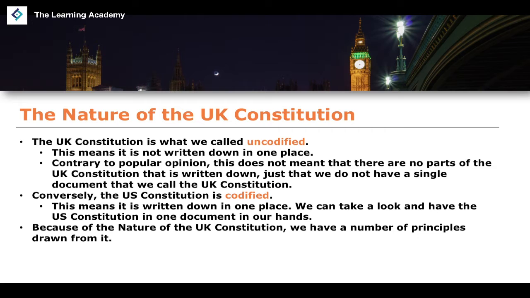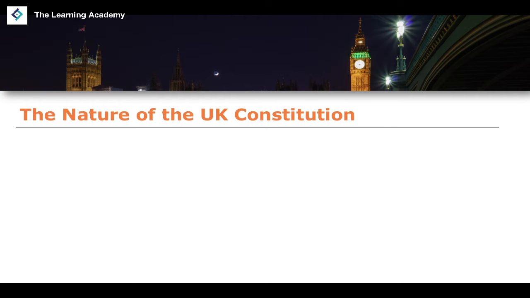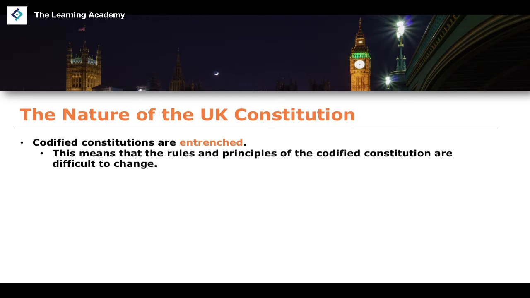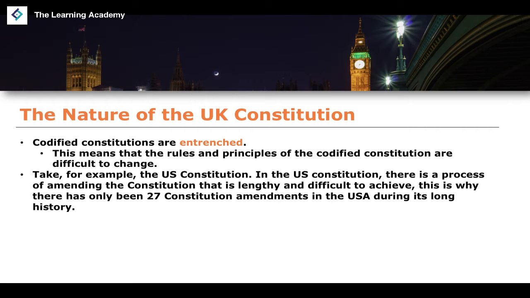Because of the nature of the UK Constitution, we have a number of principles drawn from it. Because it's uncodified, it relies on a number of different sources on the one hand and a number of different principles on the other hand. One of the principles of the UK Constitution is that it is not entrenched, it is a flexible constitution. Codified constitutions, like the United States, are entrenched. What we mean by entrenched is that the rules and principles within the constitution are difficult to change. So take, for example, the US Constitution.